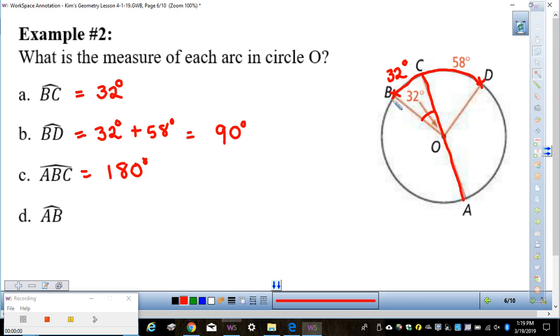And last but not least, letter D is asking us to find arc AB, which means if I know I have 180 degrees for ABC, all I need to do is subtract out 32 degrees, and that's going to leave me with this arc I just drew in with a squiggly line, which puts us at 148 degrees.